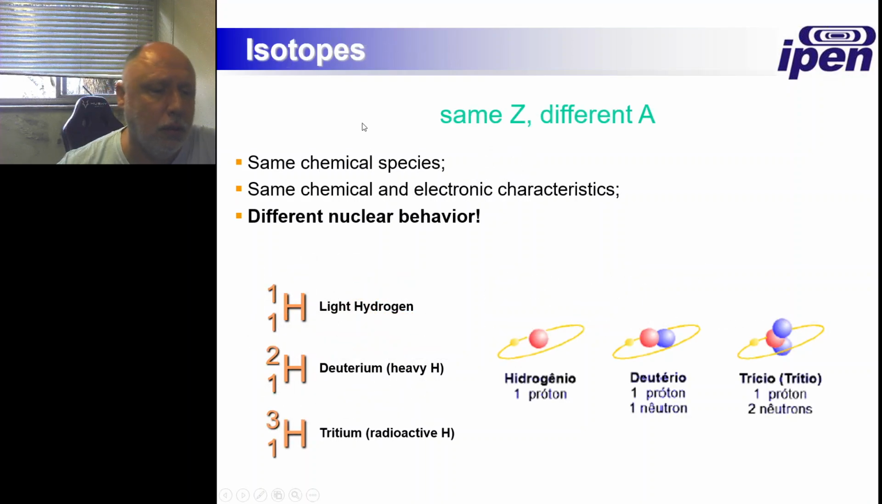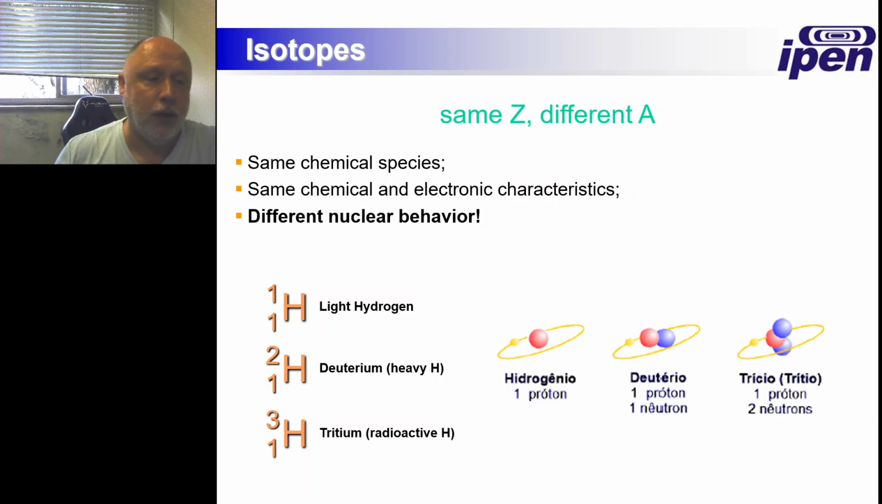And so, okay, now let's say I talked about carbon 12 and I talked about carbon 14. Both are carbon, right? But they're not the same thing. And that's what we call isotopes. Isotopes are nuclides that belong to the same chemical species, meaning they have the same number of protons, meaning they have the same electronic characteristics. So they are both chemically identical, but they have different mass, which means their nuclear behavior is completely different.